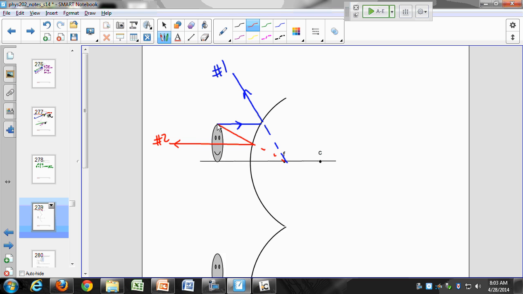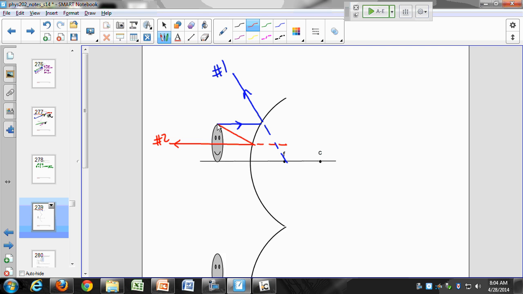So to find where my image is, I'm going to trace them back and find out where the virtual rays cross. Is this a virtual ray right here? No, this is not a virtual ray. Our virtual ray is the reflected ray that's traced back. So I need to trace this ray back to find out where my image is. So I'm going to erase these little dotted lines here, because I just used that to help me find where that red ray was drawn. So my virtual ray then for this red line, for rule number 2, is going to be right there. We can draw the others as well.